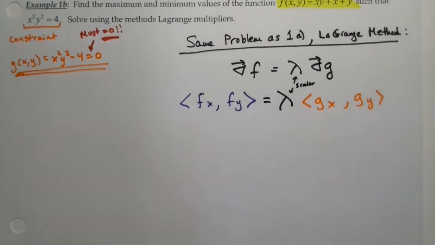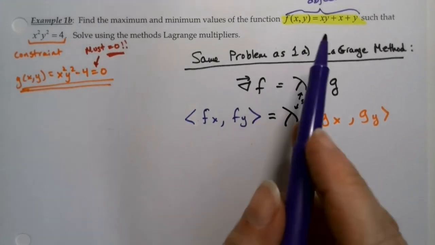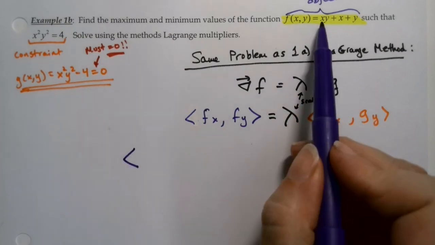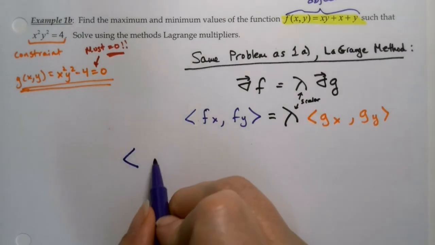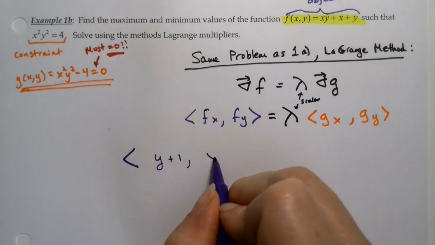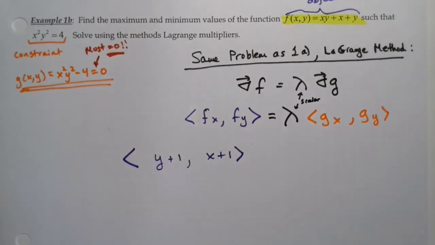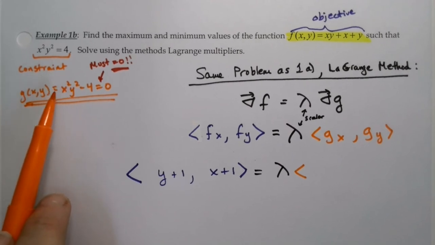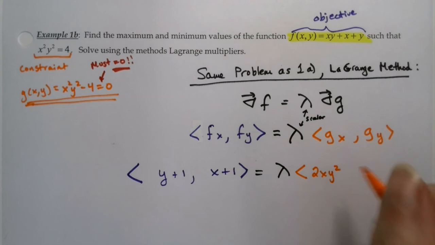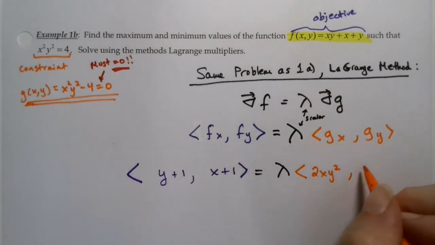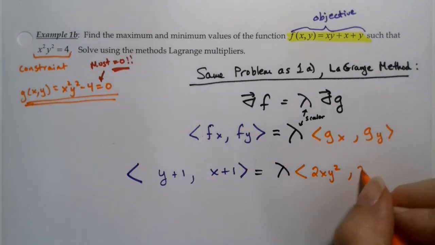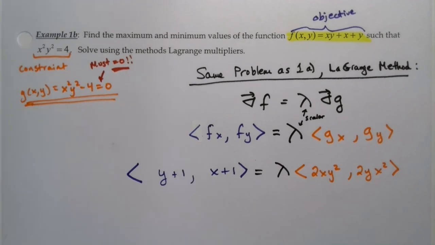Okay, so let's find some derivatives. So f sub x would be the derivative of this with respect to x, which would be y plus 1. So y plus 1, comma, x plus 1 is equal to lambda times, all right, and then the derivative of this with respect to x would be, bring the 2 down, so it's 2xy squared. The derivative of 4 is 0. And then derivative of that with respect to y is 2x squared y, or 2yx squared, like that.